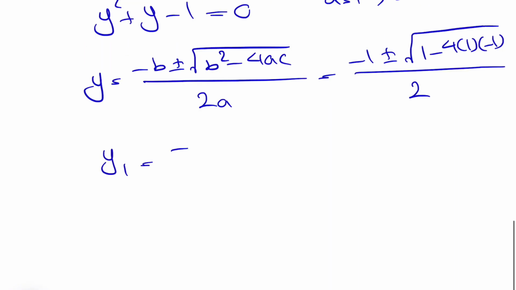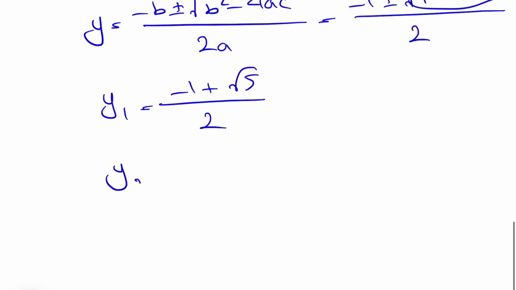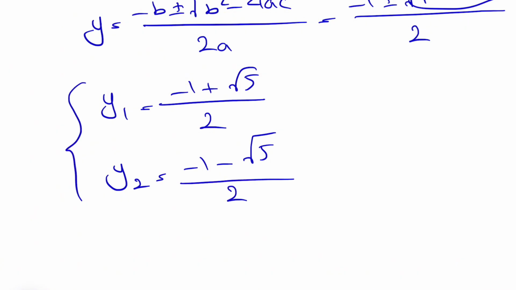One of them is minus 1 plus the square root of 1 plus 4, which is 5, divided by 2, and the second one would be minus 1 minus the square root of 5, over 2. So we ended up with two answers. But don't forget that y was basically (3/2)^(1/x), and we know for a fact that this is greater than 0. So whatever value that we get that is negative won't be acceptable.